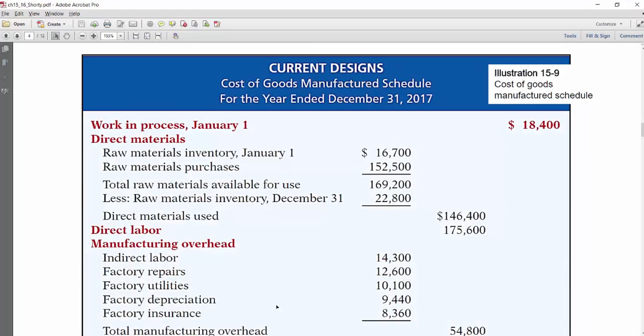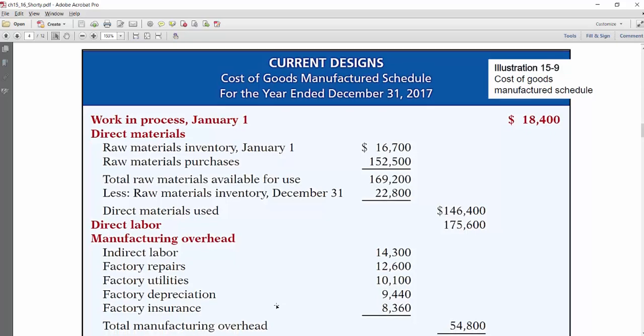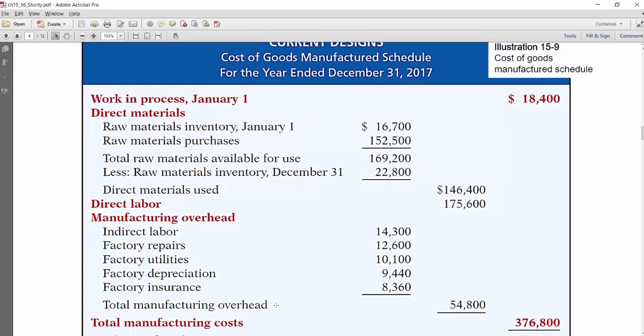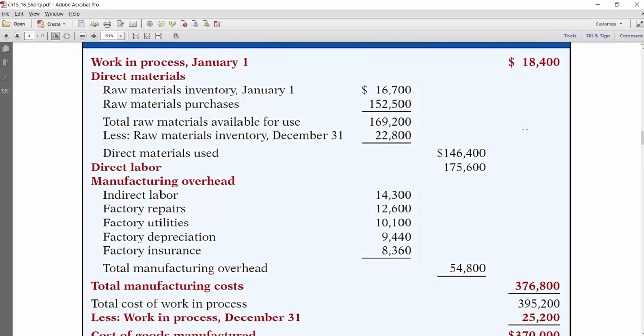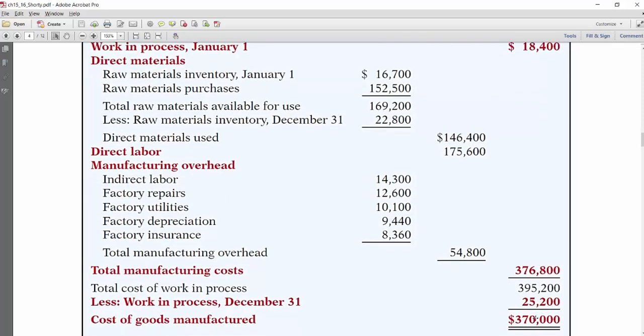So here's a quick example of a cost of goods manufactured schedule. You can see the shorty version that I showed you is now expanded to include work in process at the beginning of the period. It sits there for a long time. We generate direct materials. We grab our direct labor information. And in the case of the Wiley Plus problems that you do, you aggregate all the manufacturing overhead and get a total manufacturing overhead number here. The grand total, or the subtotal of those three, is known as total manufacturing costs. Total cost of work in process takes beginning work in process plus that. And when we subtract the ending work in process inventory, we get cost of goods manufactured.